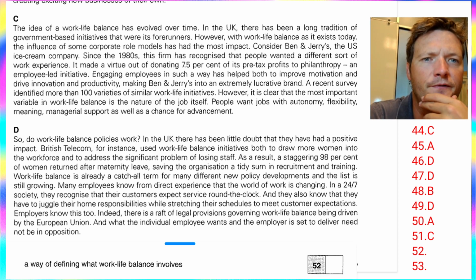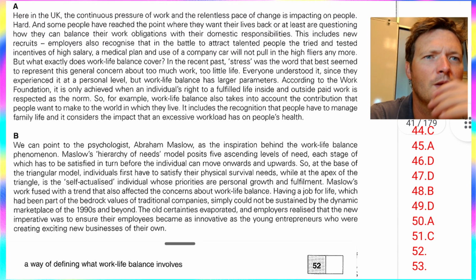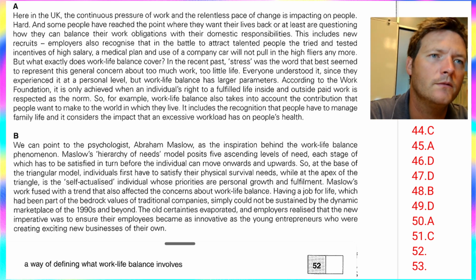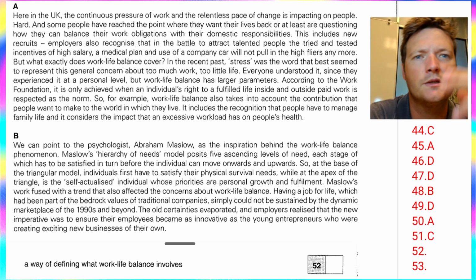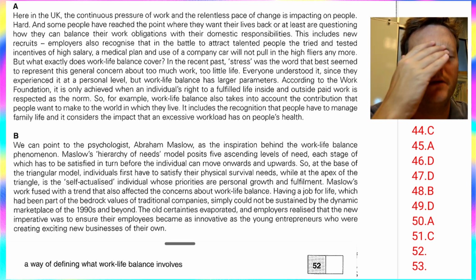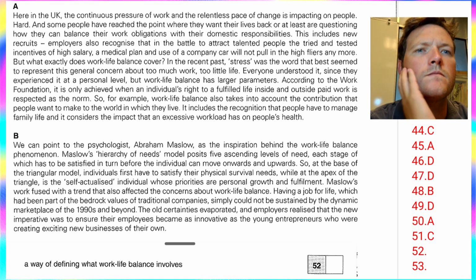A way of defining what work-life balance involves. Is this about Maslow? I think so. I think it's going to be Maslow's hierarchy now. There's a way of defining it. So I think in the first paragraph, they're kind of talking about traditional ideas of what a work-life balance was and how it's changing. And then we look at a way of defining it. So I think with 52, we're going to have a look at what it says in B.